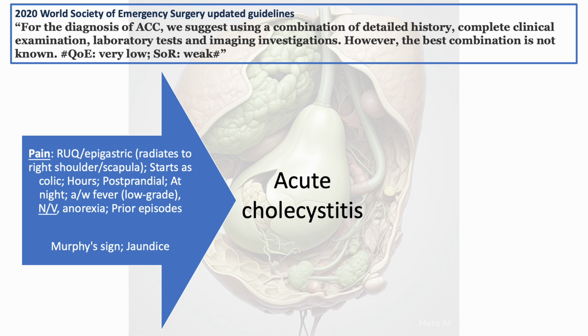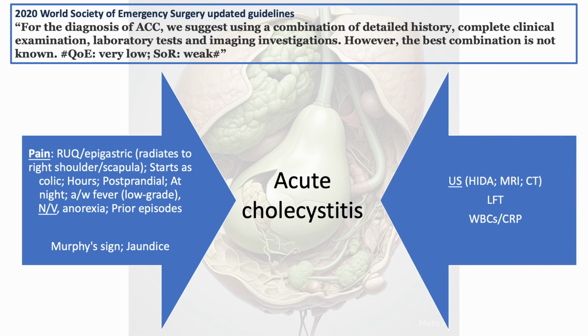Now on exam, patient might have some right upper quadrant tenderness. People talk about Murphy's sign, physical exam Murphy's sign versus sonographic or ultrasound Murphy's sign. Sonographic Murphy's sign might be more sensitive and more helpful. Patient might have jaundice, especially if there are some complications, and some local peritonitis, if it's complicated.